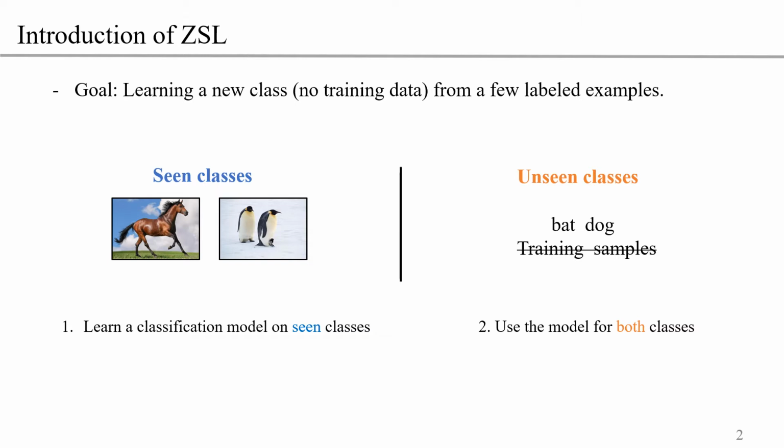Why is zero-shot learning a must? Because it's impractical to collect or annotate enough data for each class, and there are many challenges in object recognition: lack of large-scale images, lack of images in specific domains, and many others.